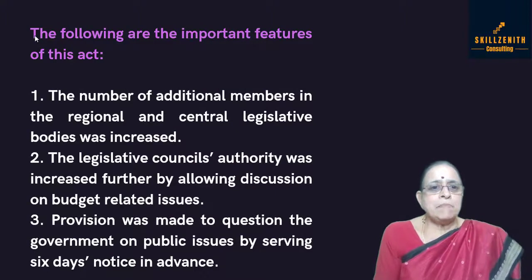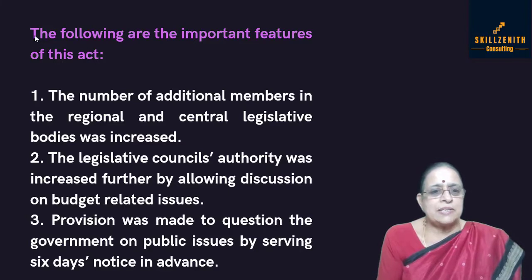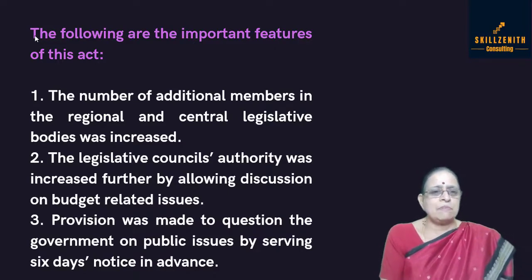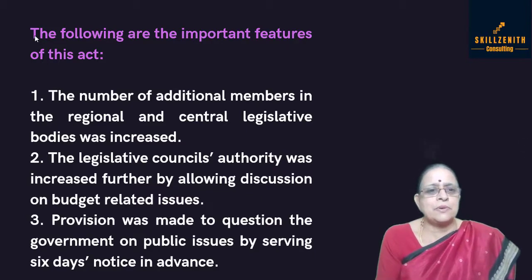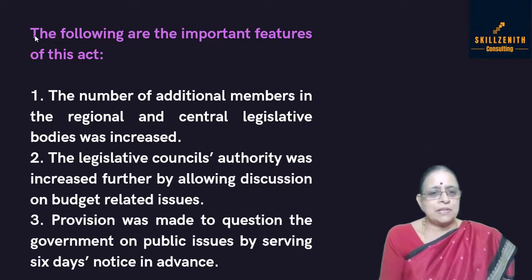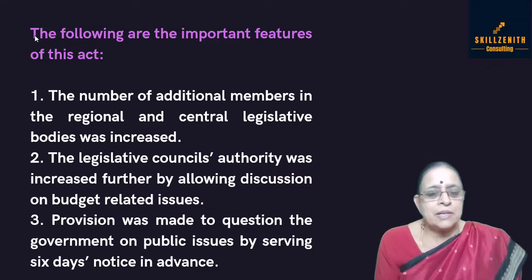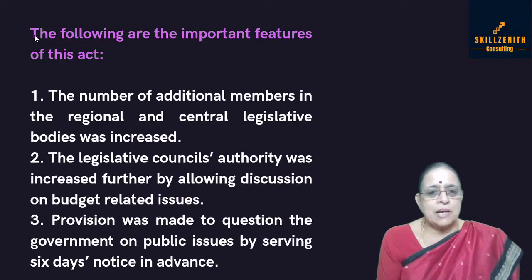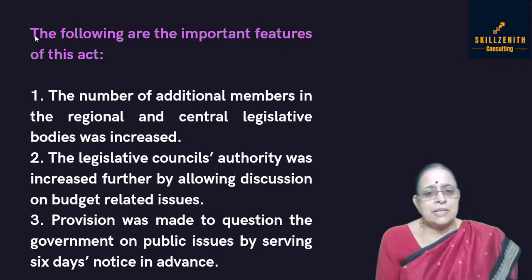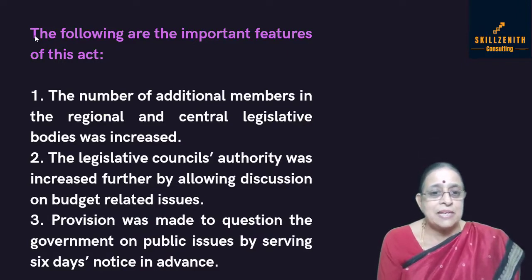The following are the important features of this act. The number of additional members in the regional and central legislative bodies was increased. Always there will be central and state. Now we call it state government and central government, or central bodies and state agencies. Some more members were added in the regional and central legislative bodies. The legislative council's authority was increased. I told you there was a council of members. Its authority, that means power, was increased further by allowing discussion on budget related issues. That is the next step. The legislative council's power was enhanced. Why?